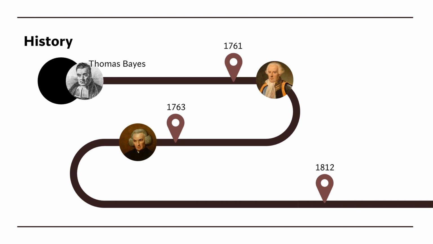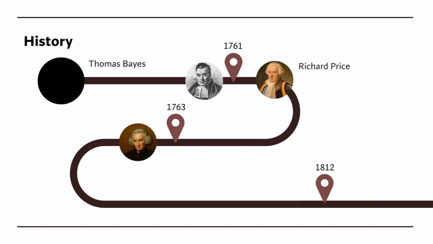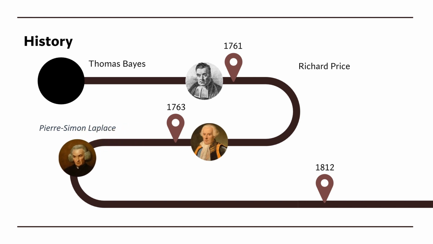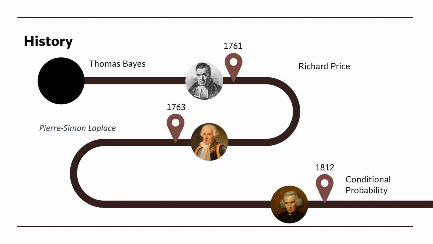Unfortunately, before he could share his insights with the world, he passed away in the year 1761. His friend Richard Price found Bayes' work, understood the importance of it, and then published his work in the year 1763. It took a lot of time for the world to notice it, but our friend Pierre-Simon Laplace took a look at Bayes' theorem and kind of gave it a French twist, and published his work in the year 1812 into what we today know as conditional probability.